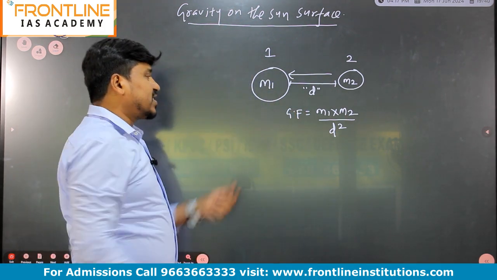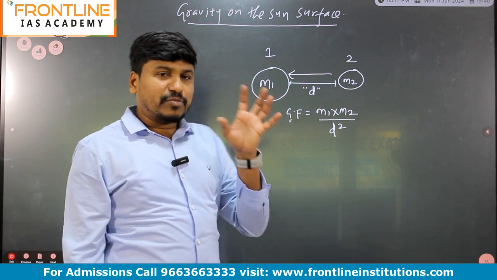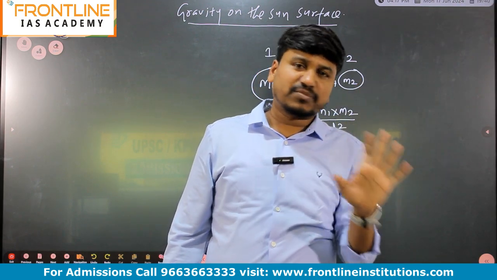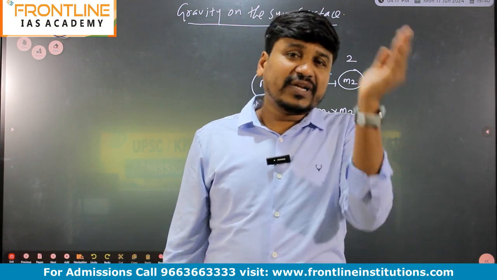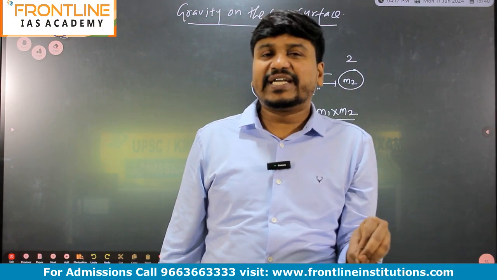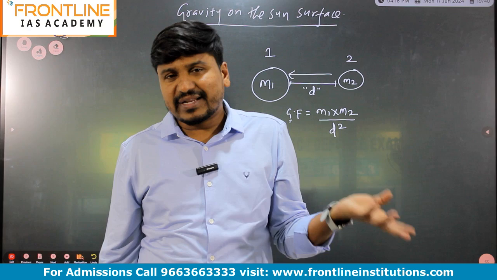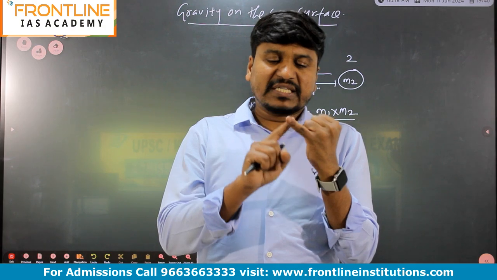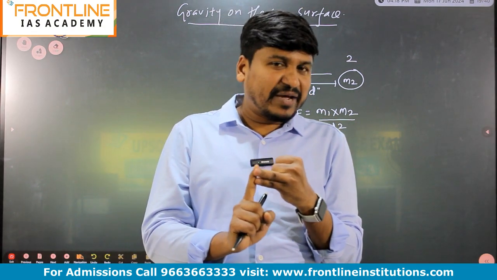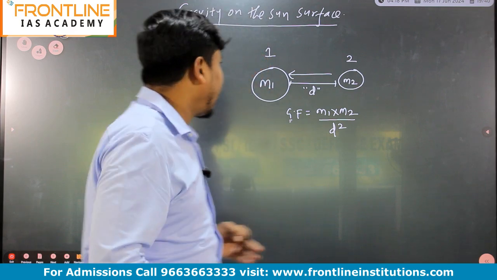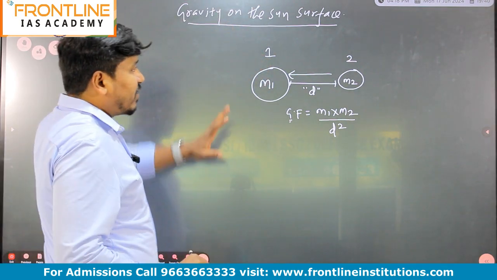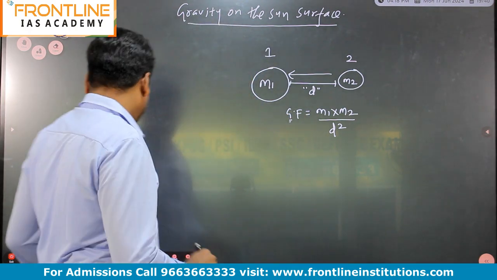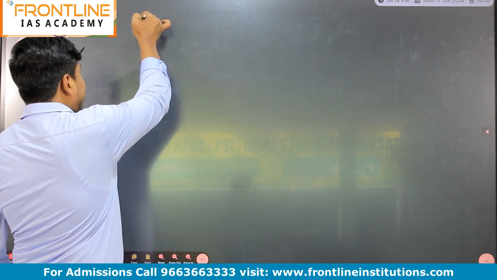The larger objects have more gravity and the smaller objects have lesser gravity. As the sun is very large, the sun has more gravity. The earth is smaller than the sun, so the earth has lesser gravity, and the moon is smaller than the earth. That's why the moon has minimum gravity, the earth medium gravity, and the sun maximum gravity, right? So now we should discuss the value of gravity on the earth surface, moon surface, and sun surface. First one, gravity on the earth surface.